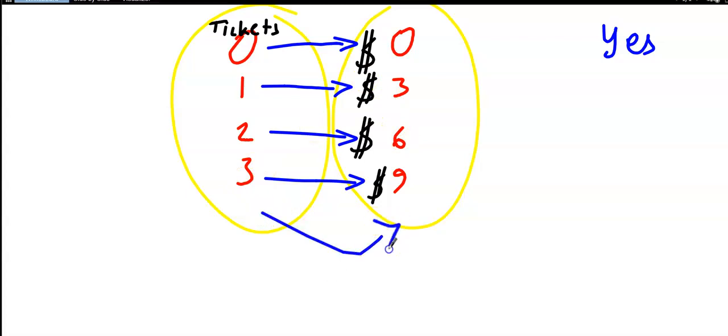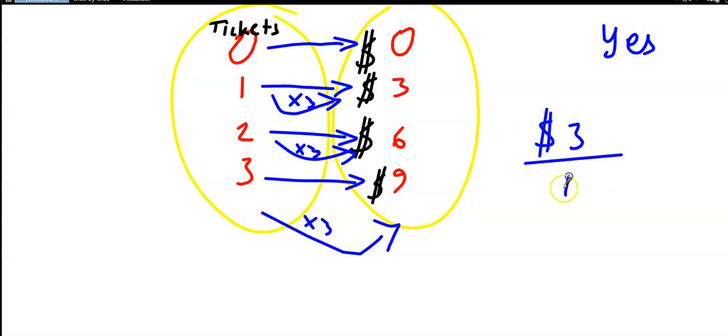From here to here, you can tell for every single one of these, it is multiplying by 3. So it looks like each ticket costs $3. So your explanation could be that it is $3 per ticket. The cost is $3 per ticket.